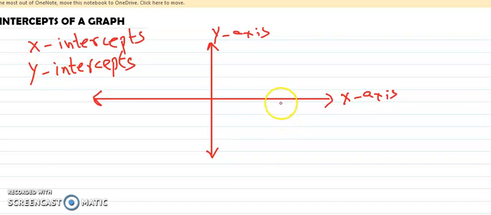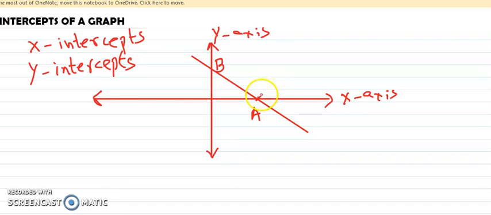Now, x-intercepts are the points where the graph cuts the x-axis, and y-intercepts are the points where the graph cuts the y-axis. For example, let me draw a line, and let's suppose this line cuts the x-axis at a point A and cuts the y-axis at point B. Now, I can say point A is the x-intercept of this line, and point B is the y-intercept of this line.